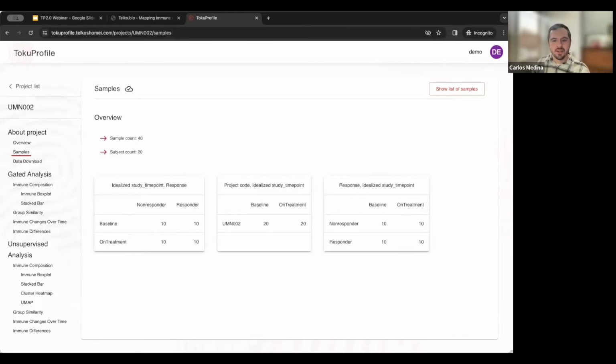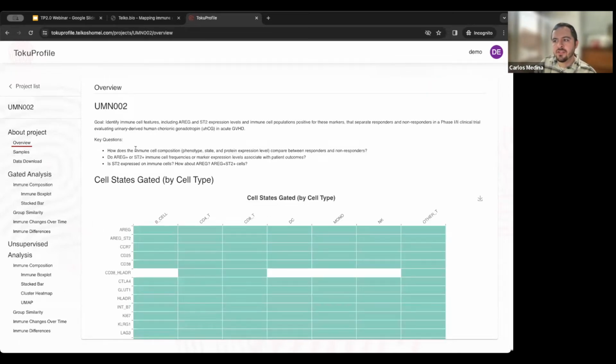So we are oriented to the project goals and questions and the samples that we're using. Let's return to that first key question and try to answer it using these tools that we have here below. How does the immune cell composition compare between responders and non-responders?